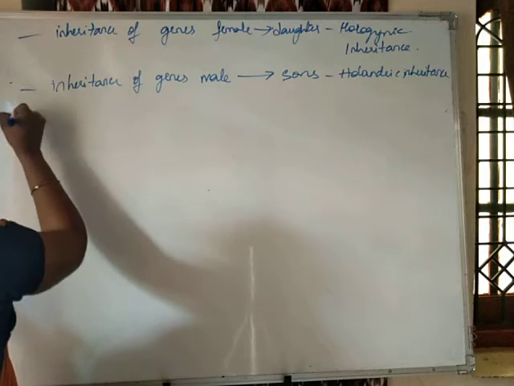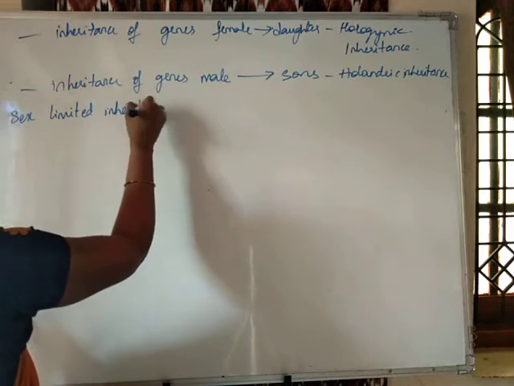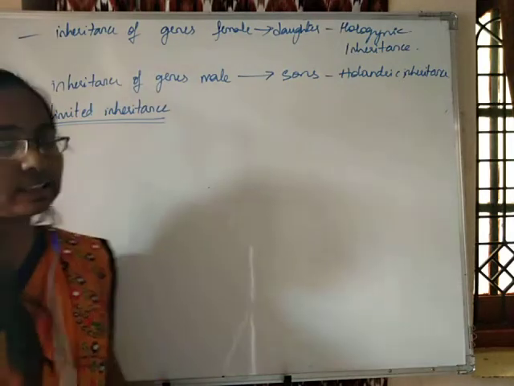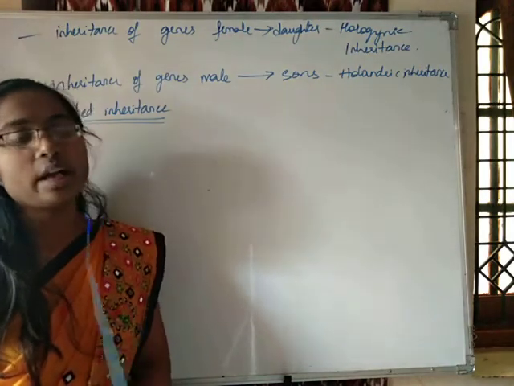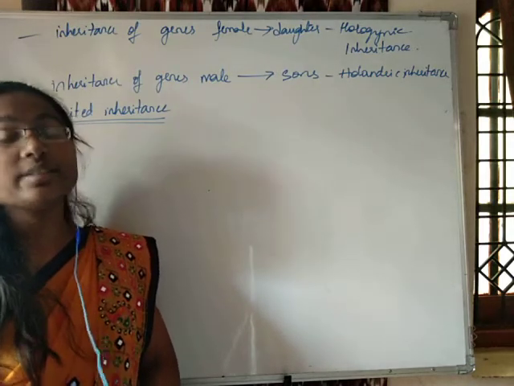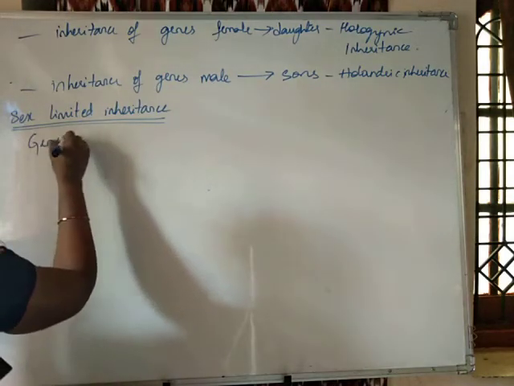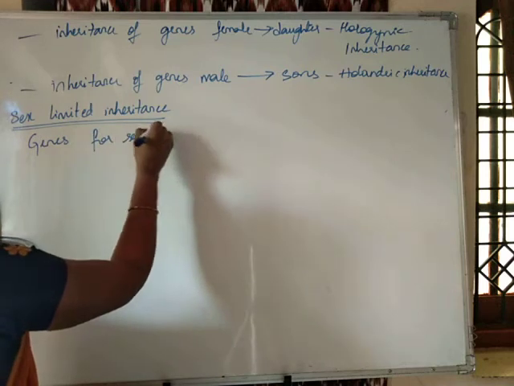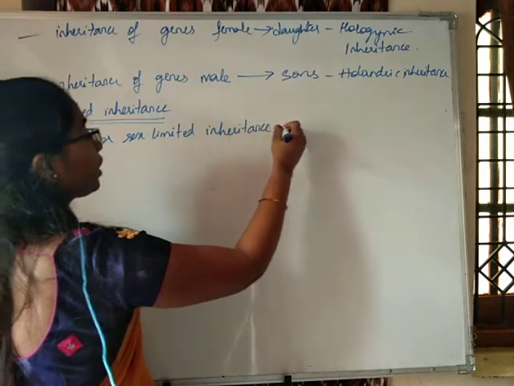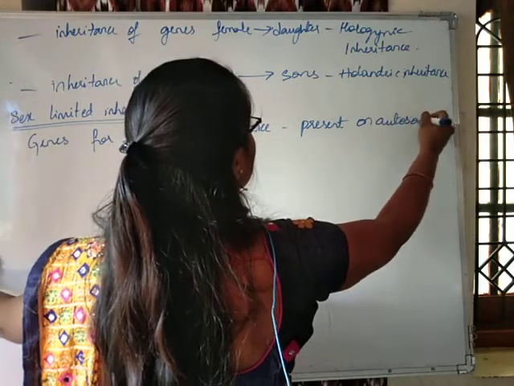Now, let us learn sex-limited inheritance. So, students, the genes controlling sex-limited inheritance are not present on the allosomes. Instead, the genes controlling sex-limited inheritance are present on the autosomes only.